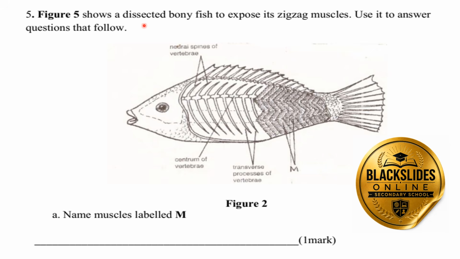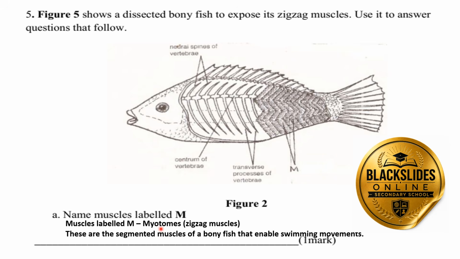Figure 5 shows a dissected bony fish, could be utaka, jumbo, or anything, to expose its zigzag muscles. These are zigzag muscles. Use it to answer the questions that follow. So these zigzag muscles have a name. We are asked to name the muscles labeled M. So the muscles labeled M are called myotomes.